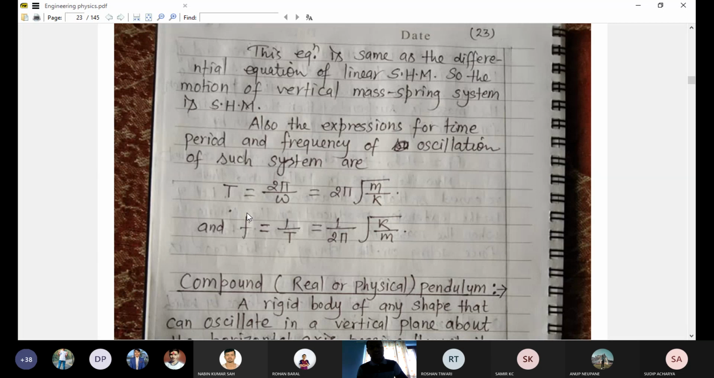And the reciprocal of this gives the expression for frequency of oscillation, which is 1 by 2 pi root under k by m. Now if they ask you in the exam, what is vertical mass spring system? Prove that its motion is simple harmonic motion and find out the expression for its time period, then you have to write up to this point.